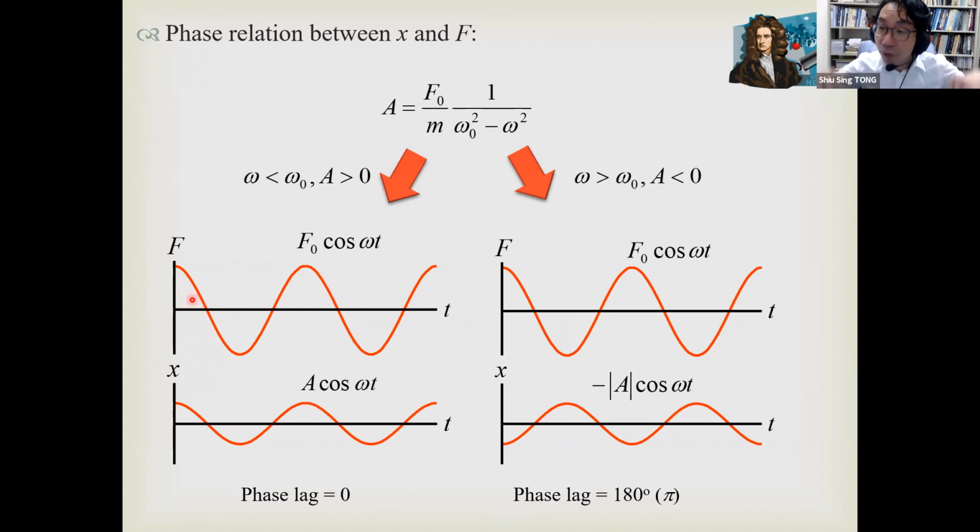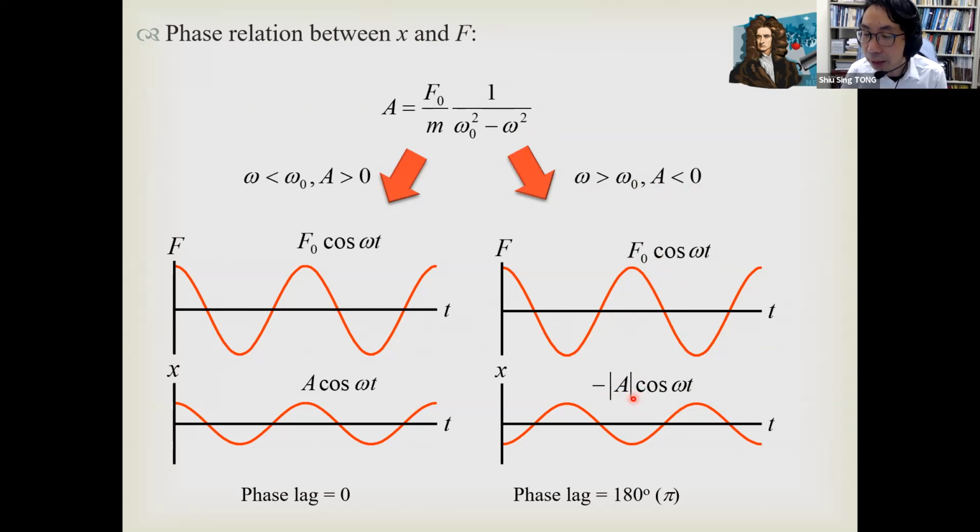When the driving force is maximum, the displacement is also maximum. When the driving force becomes minimum, the displacement is also minimum. X and F go in phase. But what happens when I go above the resonance? What happens when omega is larger than omega naught? You can see from this equation that when omega is larger than omega naught, then A is less than 0. So the force is the same, but now X, the amplitude, has become negative.